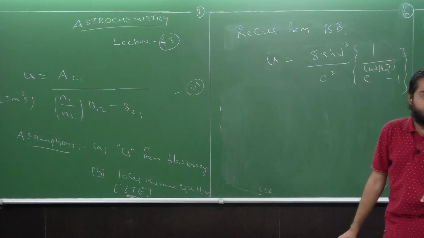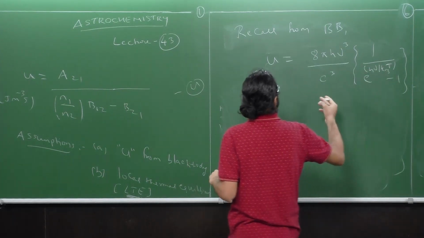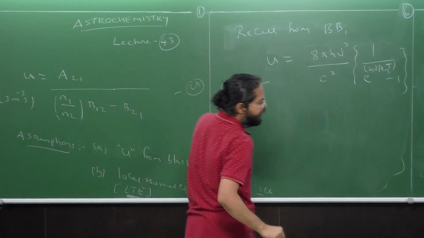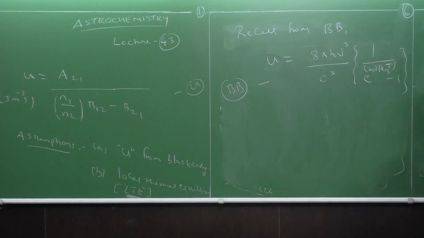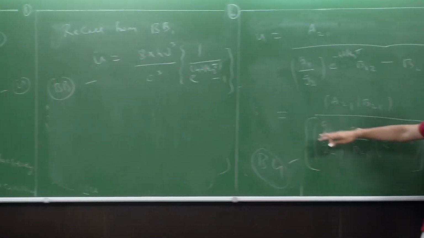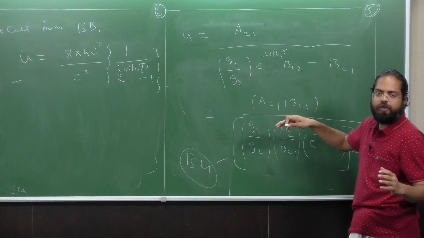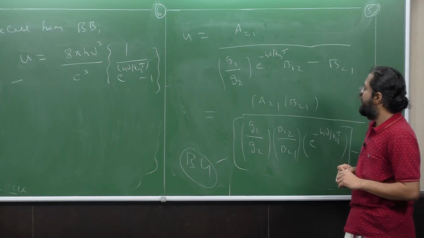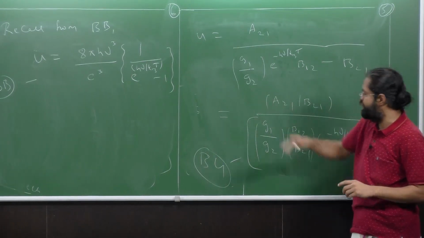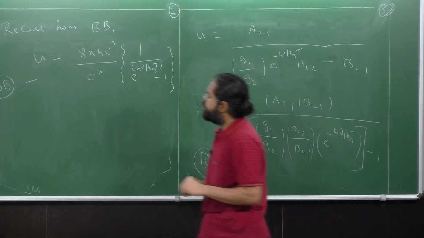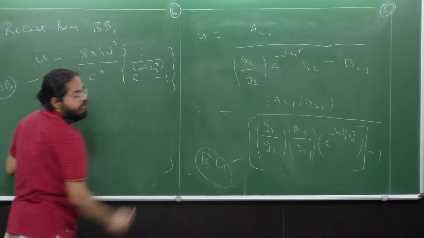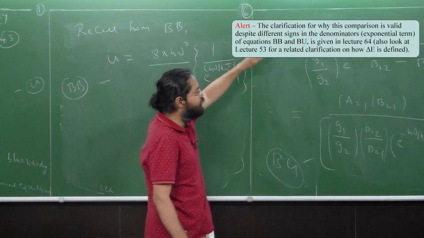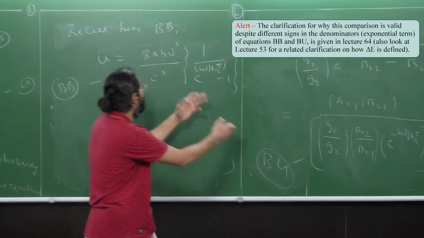Now let me call this expression BB, from black body radiation. We also have one more expression, which is BU, obtained from the local thermal equilibrium assumption based on the connections between the various Einstein coefficients. Now if we compare these two equations, this u is the same, that is, the LHS of equation BB and the LHS of equation BU are the same, which means that the RHS also have to be the same, right?